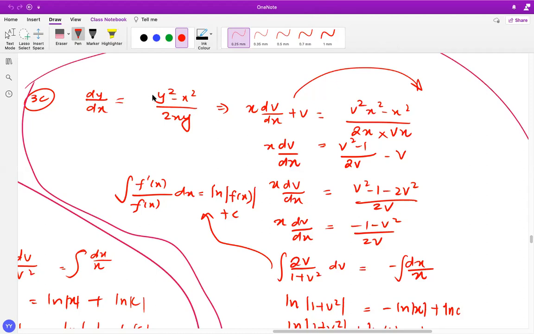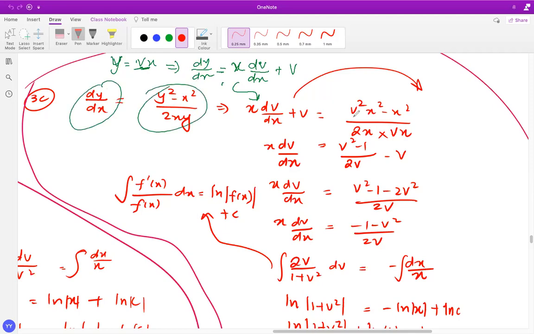In this example, we have y squared minus x squared over 2xy. How do I know whether this is a homogeneous equation or not? If you look at the degrees of each term and combine them, they are all 2. That's why it is a homogeneous equation. The substitutions are pretty common: y equals vx, and for dy by dx you use the product rule, x times dv by dx plus v, like uv dash plus vu dash. That comes out in place of dy by dx.